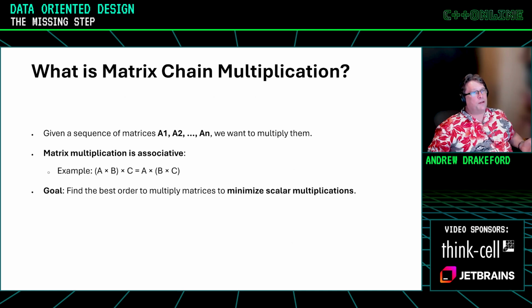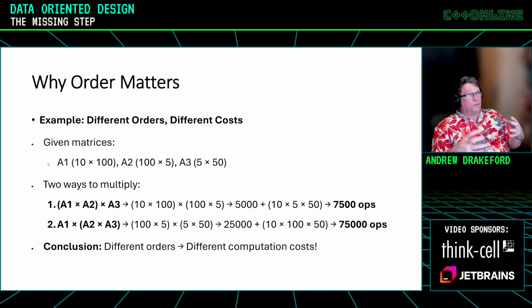If we have a sequence of matrices, A1 to AN, and we want to multiply them together, we have different ways we could do it because it's an associative operation. So we could go A times B times C, or A times the product of B times C. The aim of matrix chain multiplication is to find the best order to multiply the matrices in to minimize the number of multiplications. So this is why the order matters.